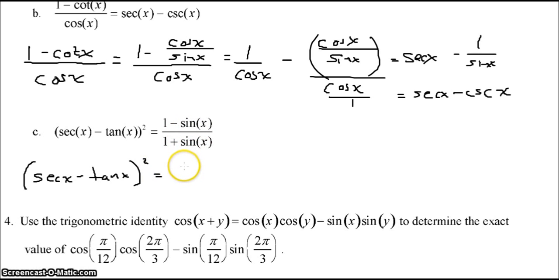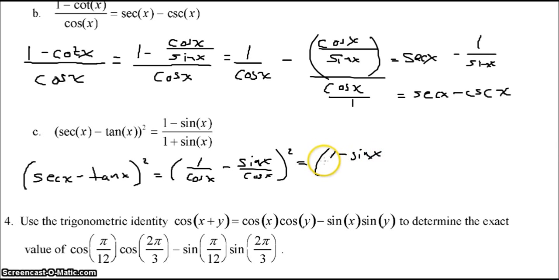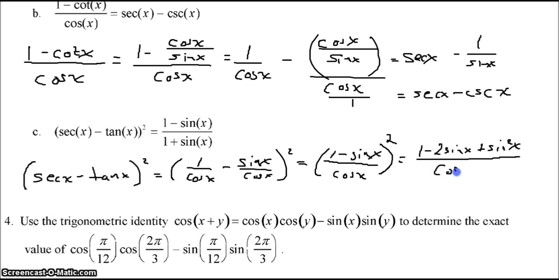I want to wind up here with 1 minus sine x over 1 plus sine x. I know that secant is 1 over cosine x, and tangent is sine x over cosine x. So when I write it like that, I have 1 minus sine x over cosine of x, and that is squared. Now it's squared, which isn't exactly what I want, but let me square it out and see what happens. On the top we'll have 1 minus 2 sine x plus sine squared x. And on the bottom we'll have cosine squared x.